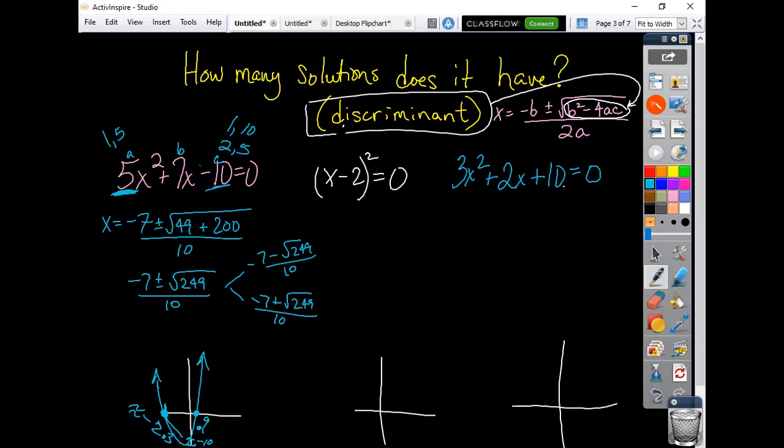Second one, I'm not even going to do anything with the quadratic formula or anything else, because I remember that this is a parabola that's been shifted 2 to the right.